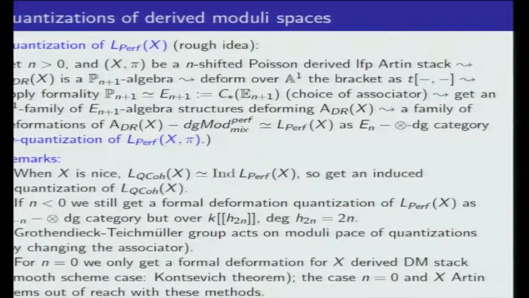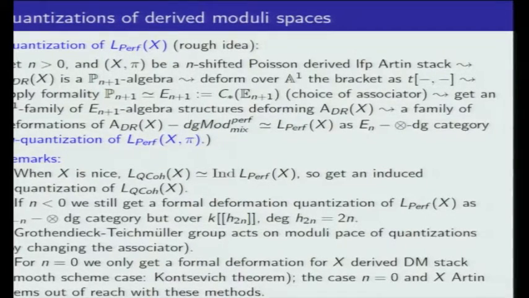And recall that we have used an associator there because we have used formality. So there is an action of the Grothendieck-Teichmüller group on the moduli spaces of quantizations. What is expected is when the structure is symplectic, so it's Poisson non-degenerate, then this action is essentially trivial, in the sense that there is only one quantization. While in the general Poisson case, we expect that there is a moduli space of quantizations. And so this is for n positive.